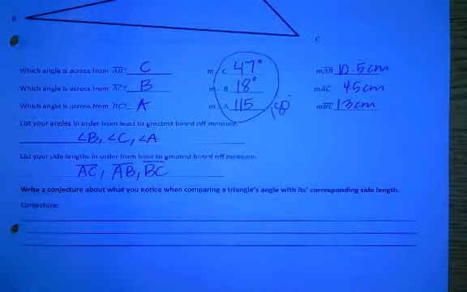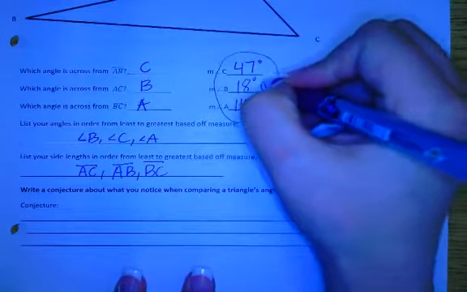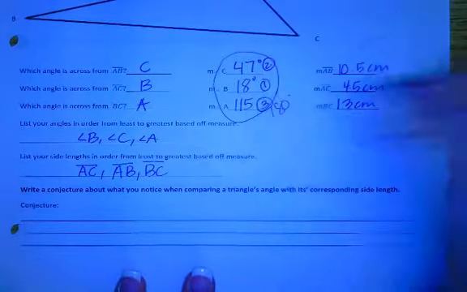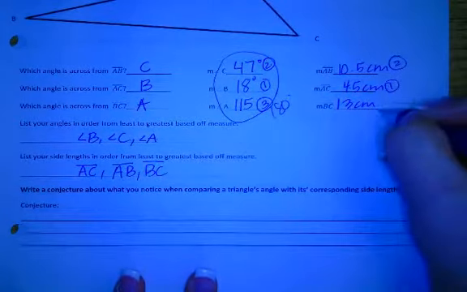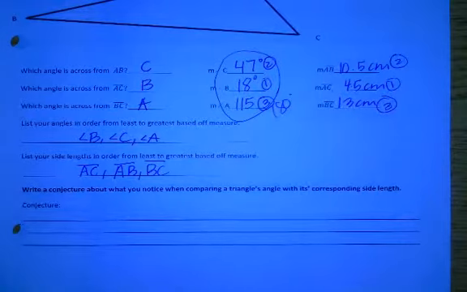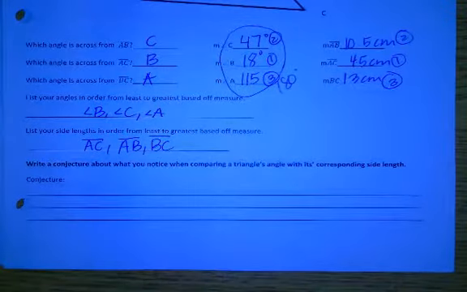So this was the smallest, so 1, 2, 3. 1, 2, 3. What relationship do you see? Okay, what matches? Very good. Okay, so the smallest side length goes with the smallest angle. The largest side length goes with the largest angle. The medium goes with the medium. So the corresponding side lengths go with the corresponding angles.